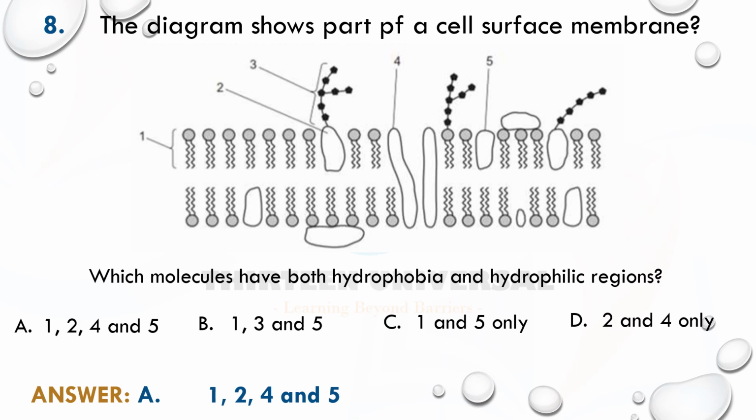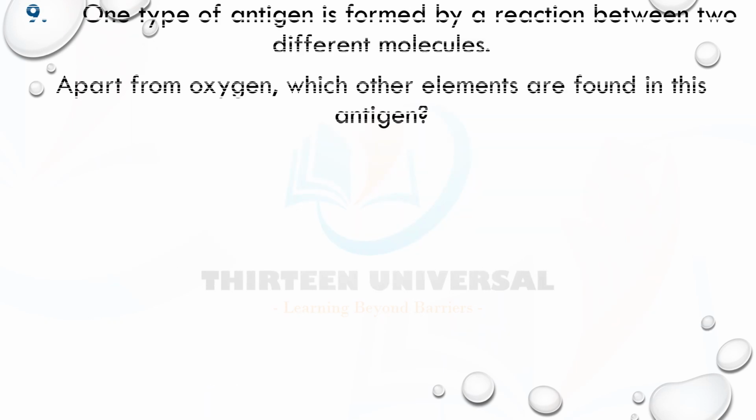Okay. All right. So look at number 9. One type of antigen is formed by a reaction between two different molecules. Antigen. Remember that glycolipid is an antigen as well as protein. It is two different molecules. That means it has maybe lipid and carbohydrate, or lipid or carbohydrate and protein.